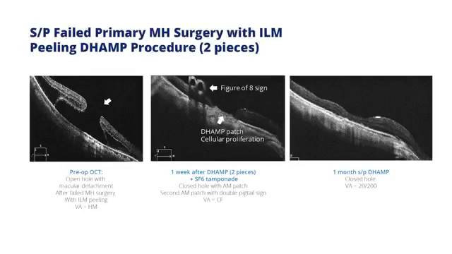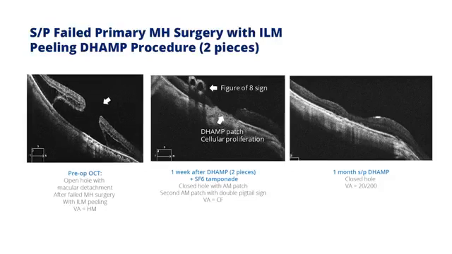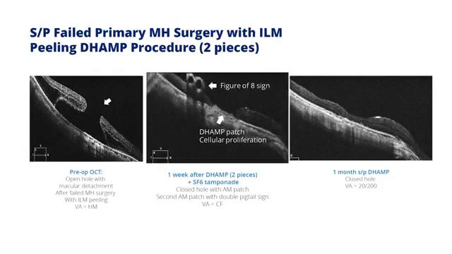This is a case of a failed macular hole surgery with a partly detached retina. In the image on the left, you can see that there's a submacular fluid and a frankly open hole. So a dehydrated amniotic membrane patch was then applied, and the patient was placed on face-down positioning with SF6 tamponade. A week after surgery, a repeat OCT demonstrates the closed hole with a patch on the RPE and cellular proliferation at the hole location.